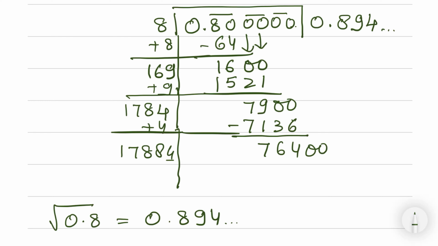We have done for 3 digits, 4 digits, 5 digits, decimal points and non-perfect squares. So I think it should be clear, and let me know in the description box if you have any other doubt. I can go for more examples.